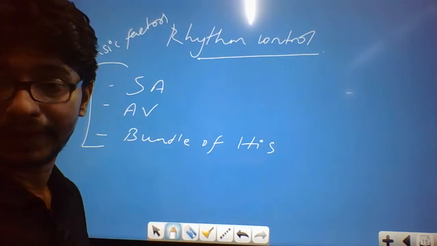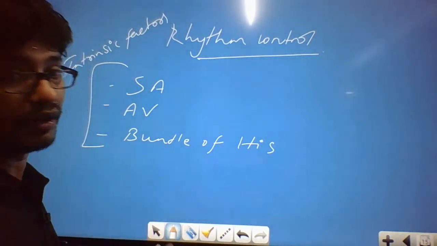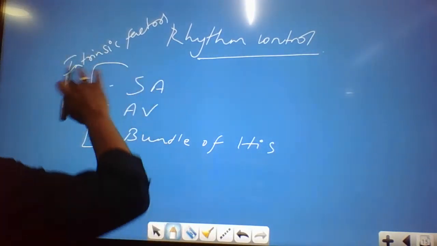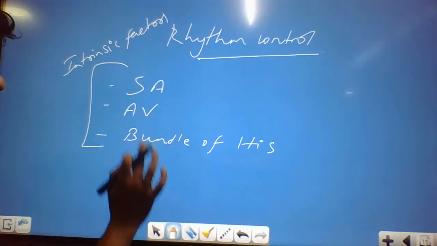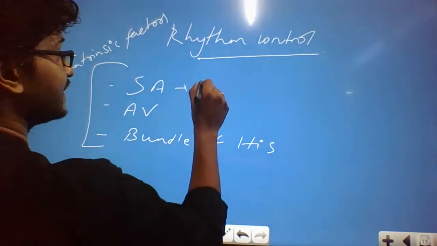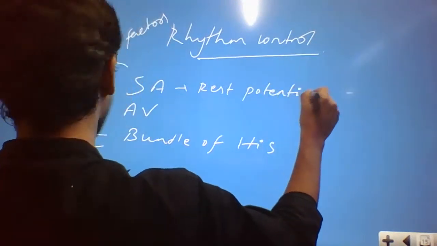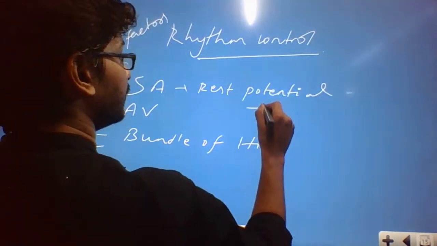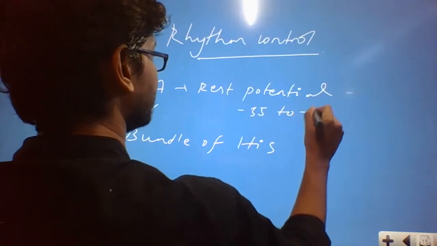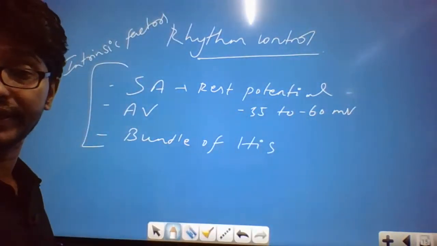of the heartbeat, right? No, there are some extrinsic factors also, but they play an indirect role, not direct. Naturally the intrinsic factors are already inside, because of three: the sinoatrial node, atrioventricular node, and bundle of His. This applies when the sinoatrial node is at the rest potential, which is between minus 55 to minus 60 millivolts. This is the electrical potential, the rhythm.